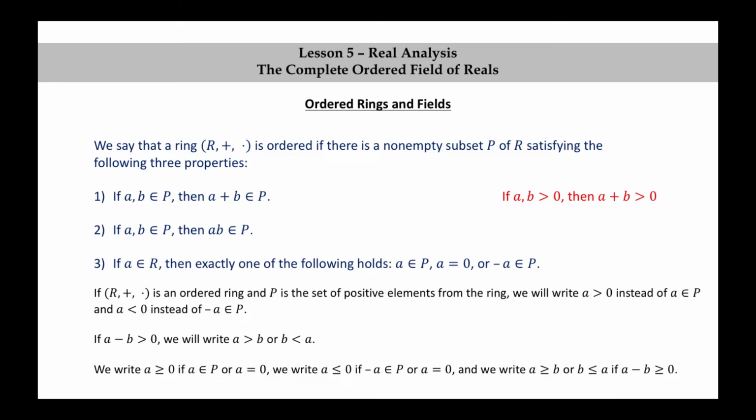So using this new notation, the first property can be written: if A and B are greater than 0, then A plus B is greater than 0. The second property: if A and B are greater than 0, then A times B is greater than 0. And the third property: if A is in R, then exactly one of the following holds. Either A is greater than 0, A is equal to 0, or A is less than 0.